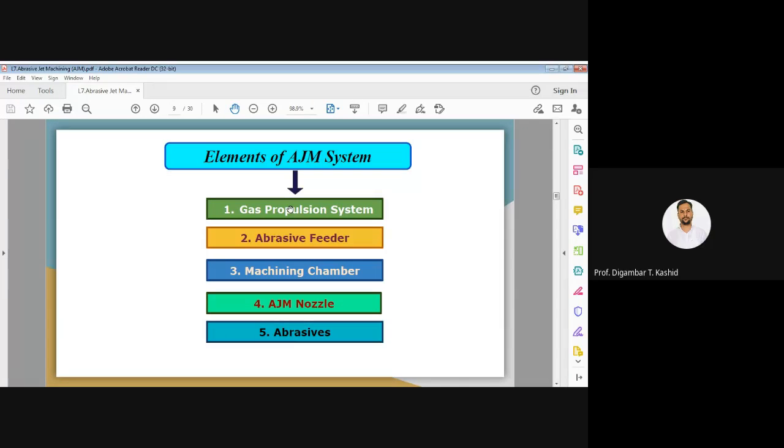Here I have mentioned some elements of this AJM system. The question arises: what are the various elements of the AJM system? We can see in the slide. First is the gas propulsion system. Then the abrasive feeder. Then the mixing chamber. Next is the AJM nozzle, that is, the abrasive jet nozzle. And the last is the abrasive. One by one we will discuss now.